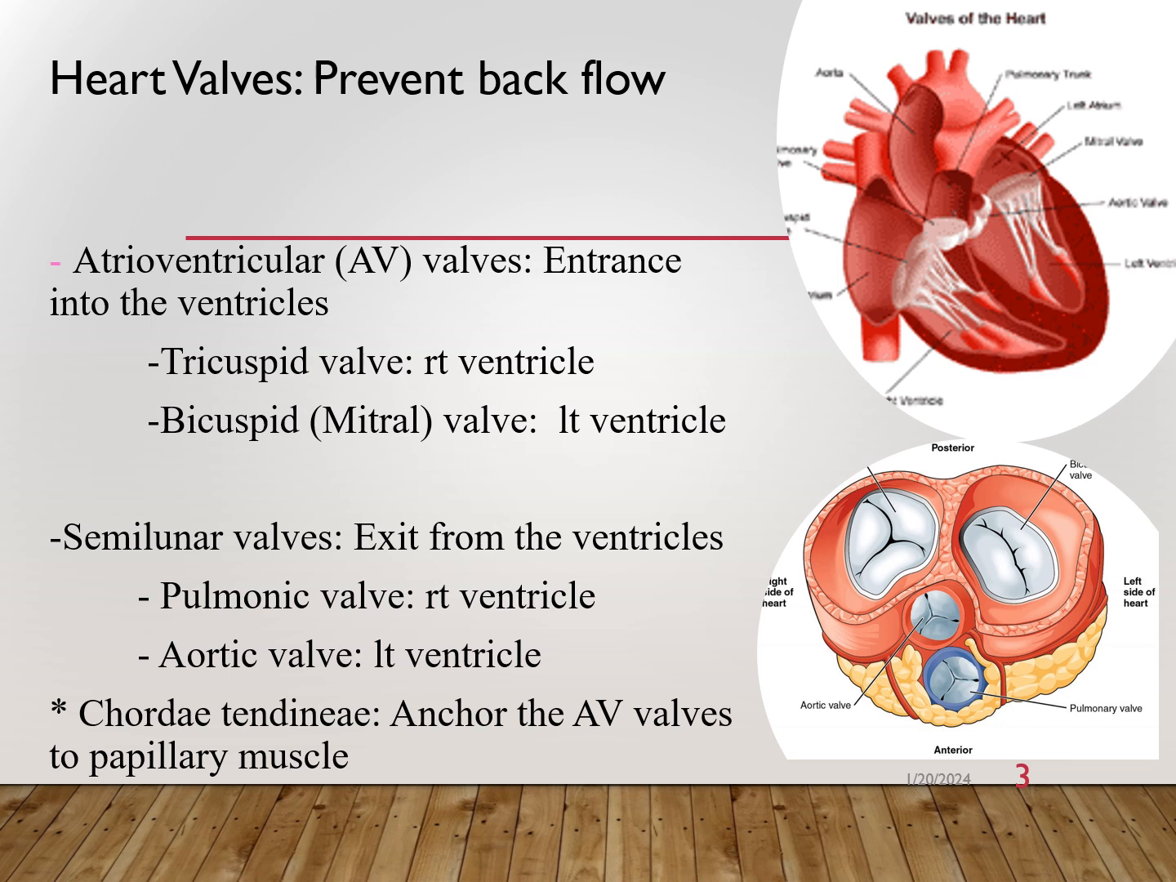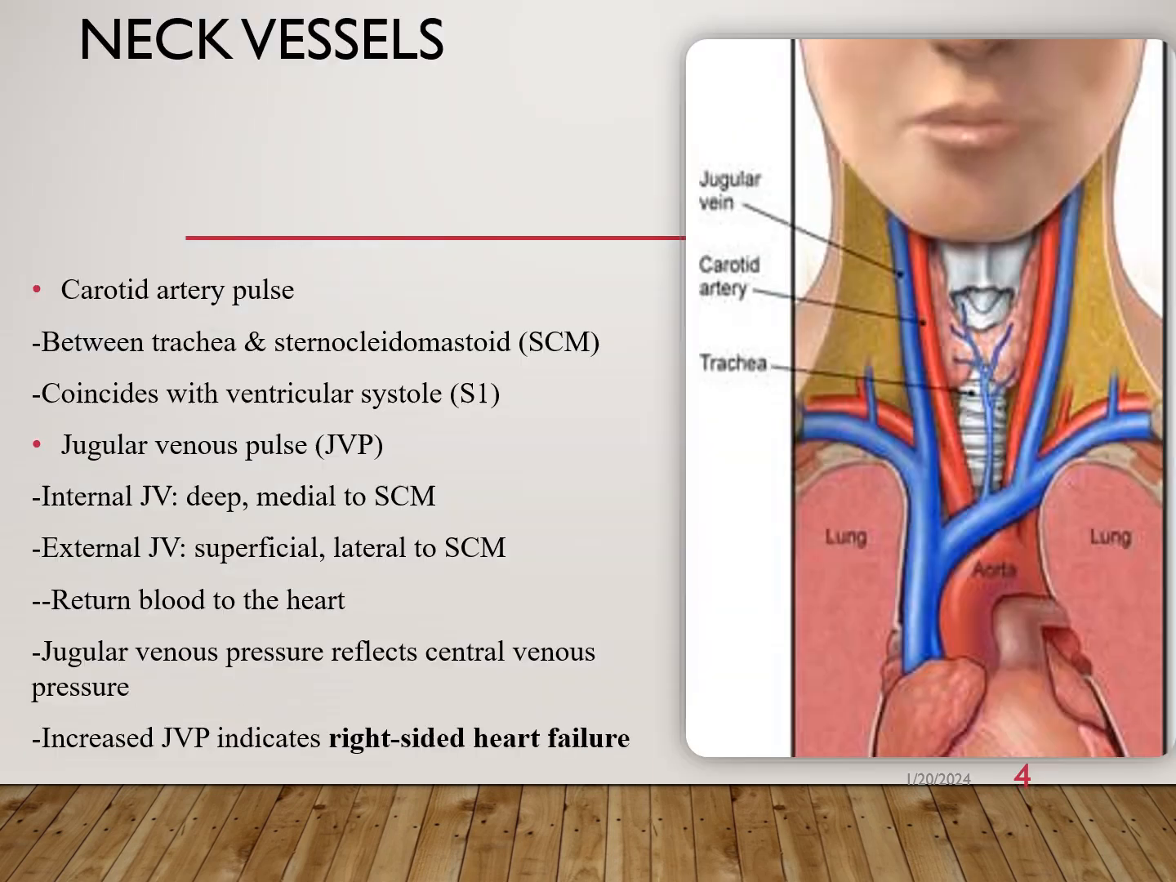The atrioventricular valves are the entrance to the ventricles. These include the tricuspid valve and the mitral valve. The semilunar valves exit the ventricles, and this includes the pulmonic and the aortic valves. The chordae tendineae anchor those valves to the papillary muscle in the heart to help them close succinctly.